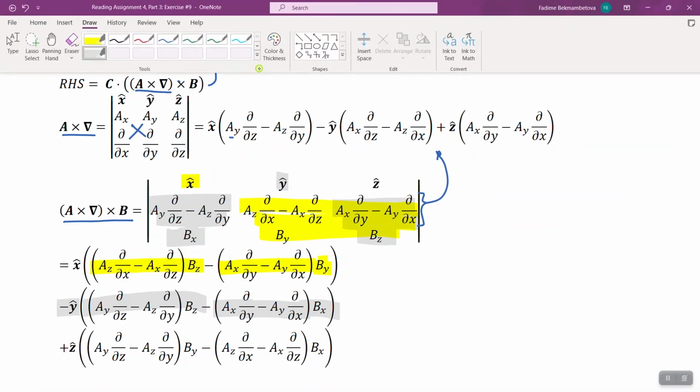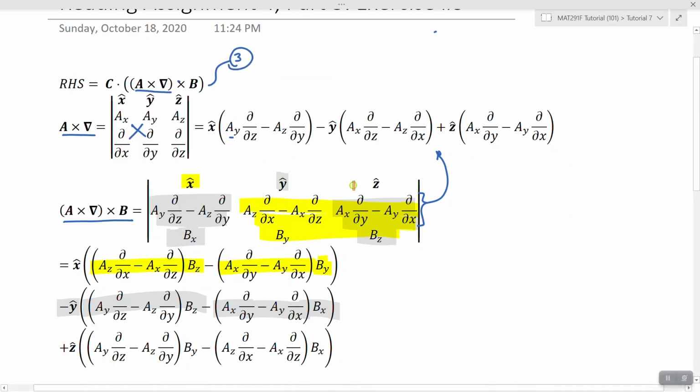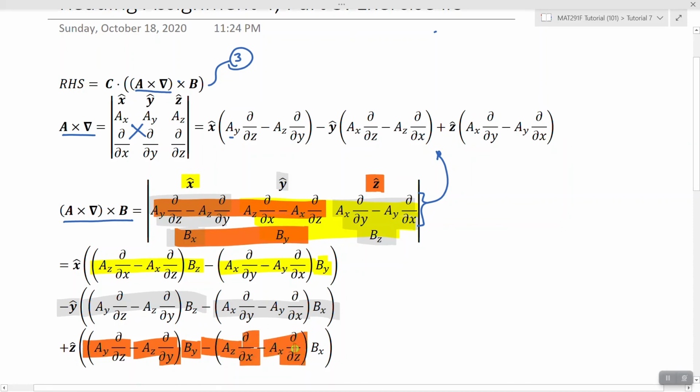And then same idea for the z component. So we get z hat and then the determinant of this matrix. So we get ay partial z minus az partial y applied to by right here, minus az partial x, ax partial z applied to this bx. So we're almost done. We already figured out this guy, and now we want to take a dot product with c.